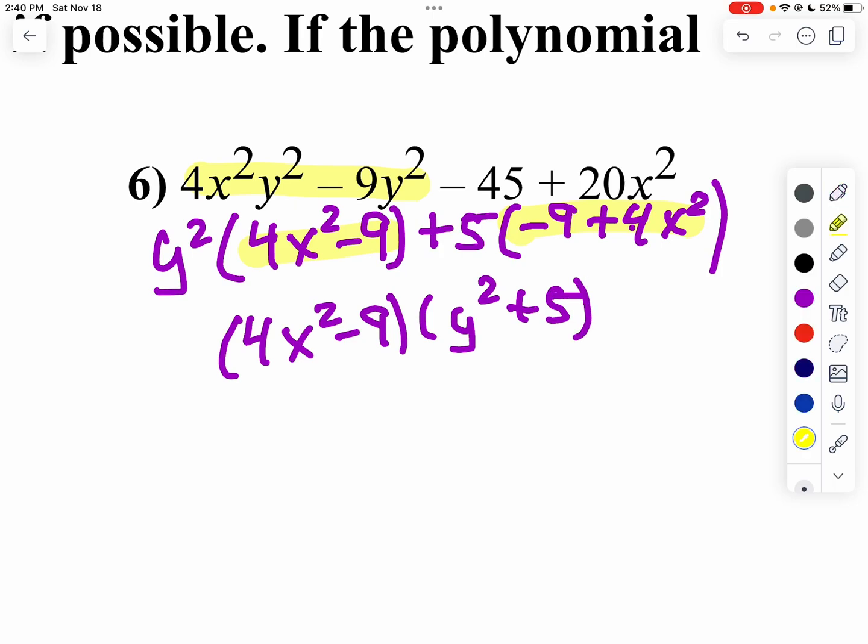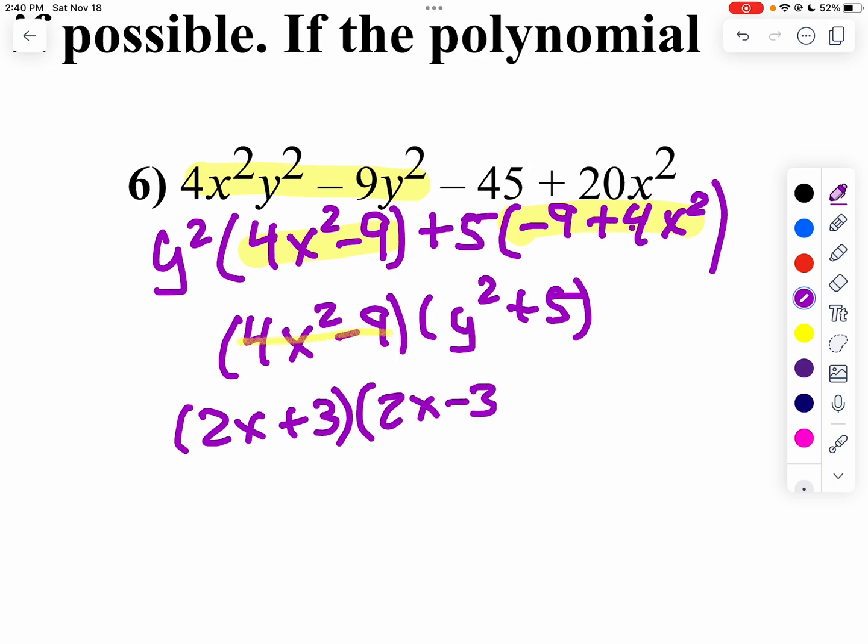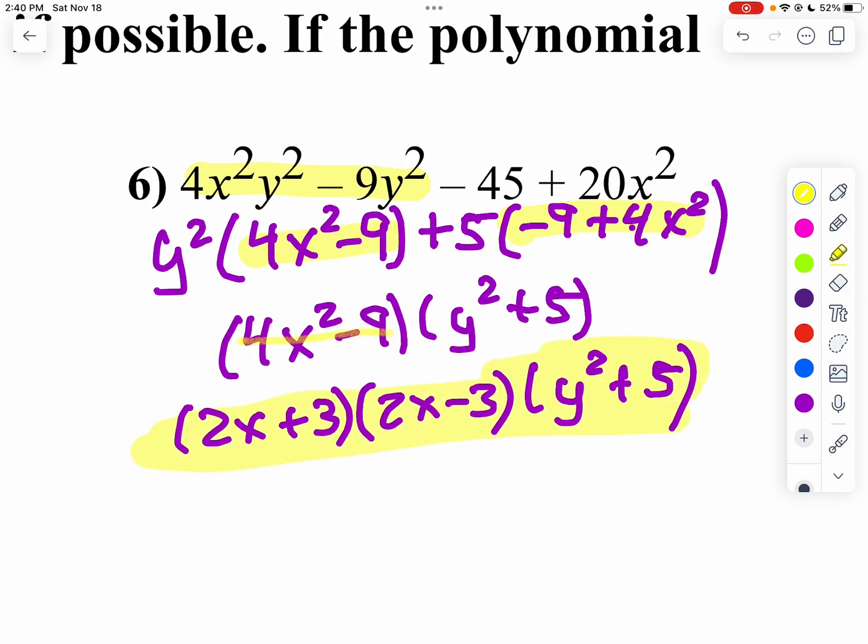But 4x squared minus 9 is a difference of squares. The square root of 4x squared is 2x. The square root of 9 is 3, so I'll say 2x plus 3, 2x minus 3. Now, the second parentheses, you have a y squared, but it's not minus, and 5 is not a perfect square. So that's all we can do. There's your answer. 2x plus 3, 2x minus 3 times y squared plus 5.